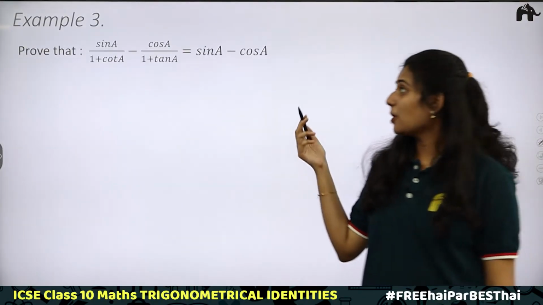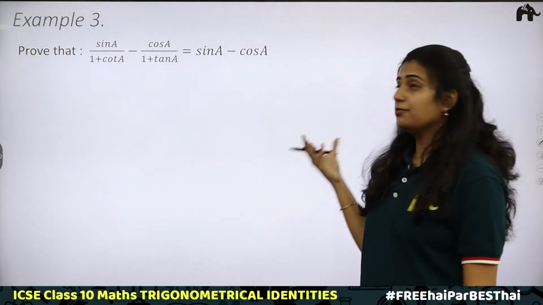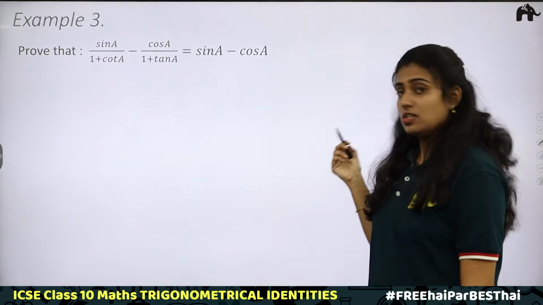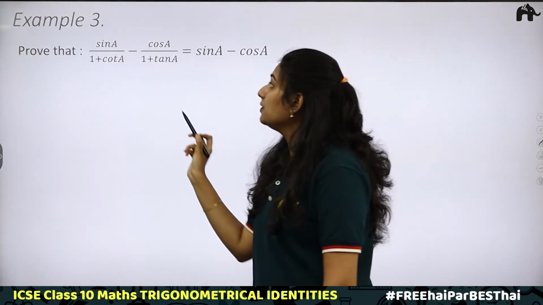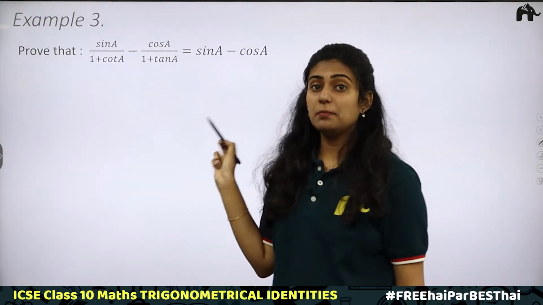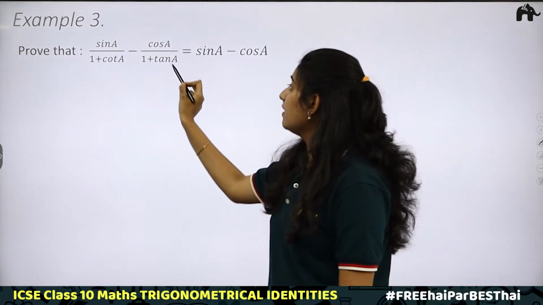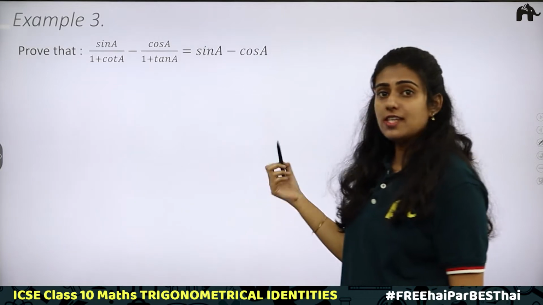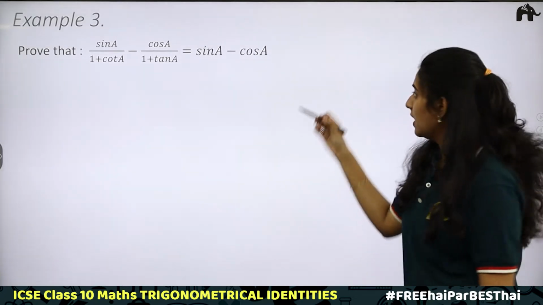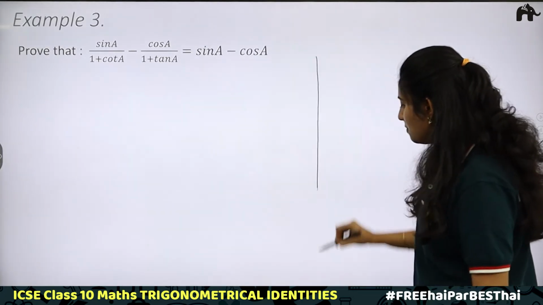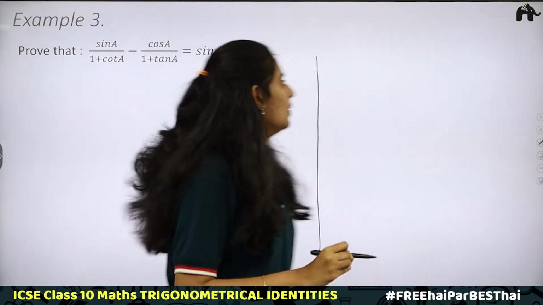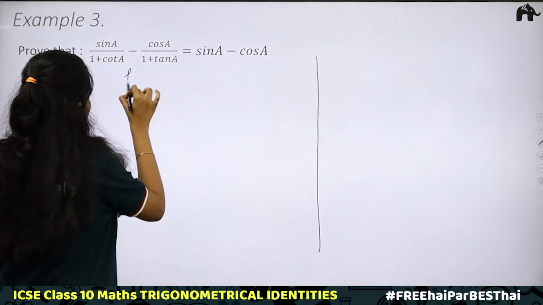Clear? Next, problem number 3. This is a question that came for ICSE board exam 2020. Here, we have to prove that sin A divided by 1 plus cot A minus cos A divided by 1 plus tan A is equal to sin A minus cos A. Now, you have an idea how to solve problems. Yes? Okay. Let us take the left hand side.